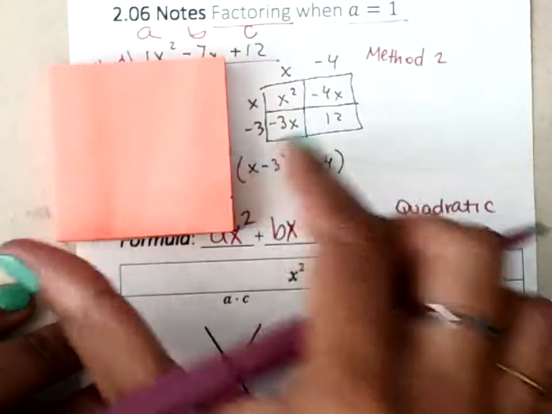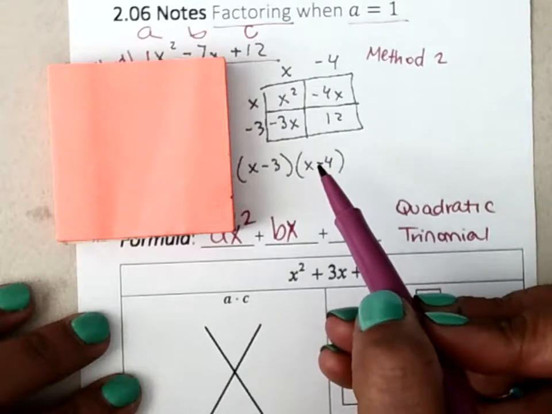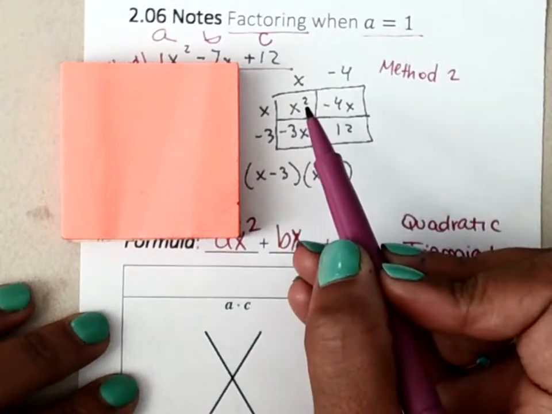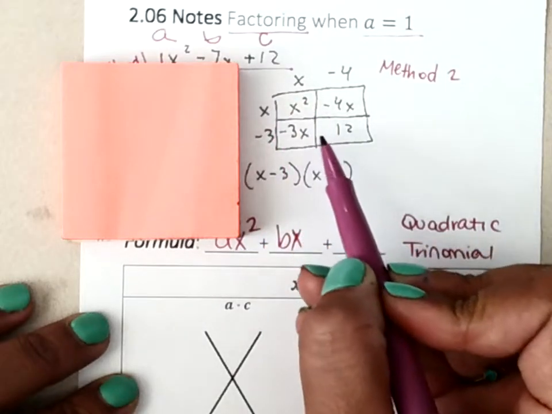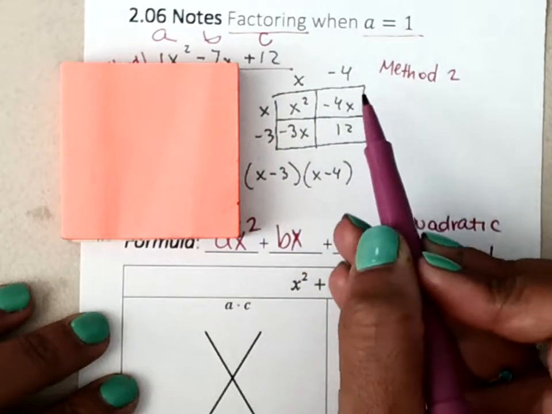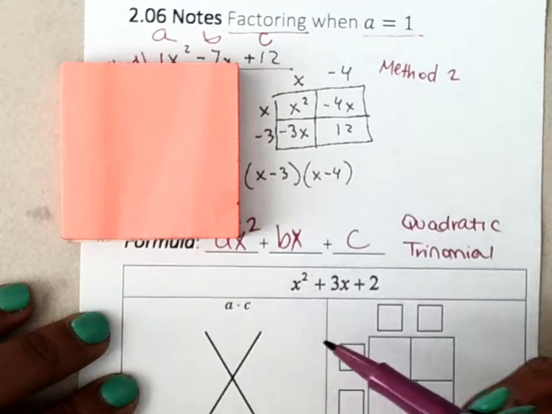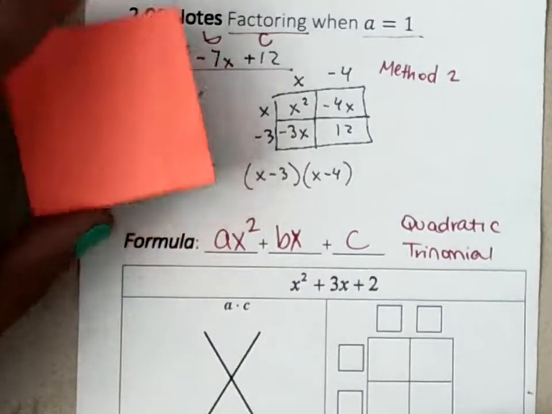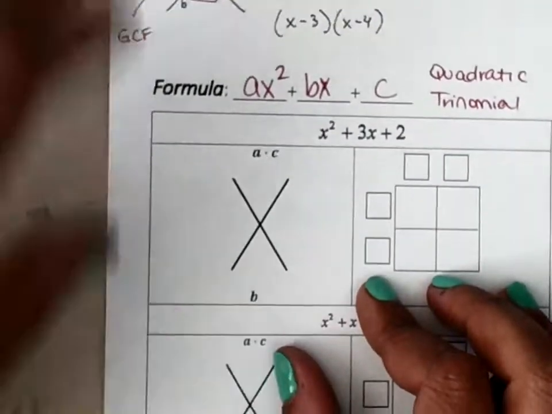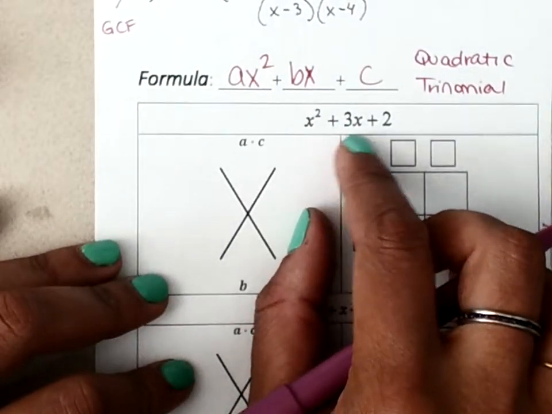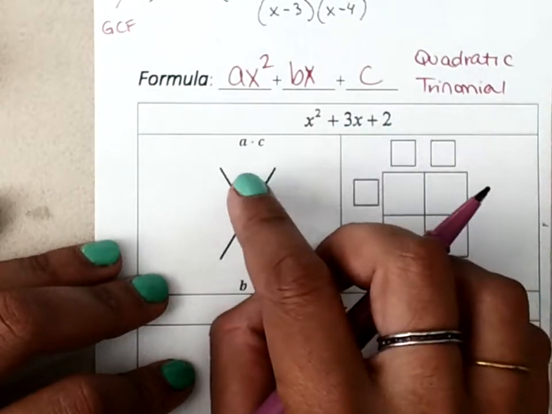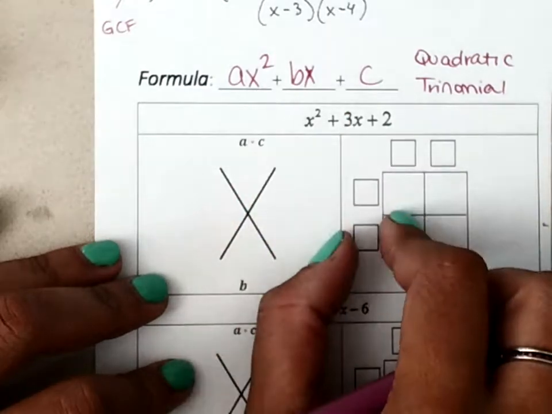The other method is to use the box. With the box, you're going to fill out the top left and the bottom right boxes. And you're going to use the same method, but I'm going to go over that down here. So, in example 1, we're doing x squared plus 3x plus 2. First we'll use the x method, then we will use the box.